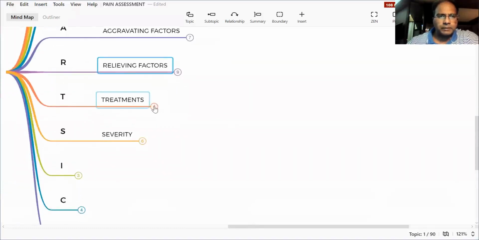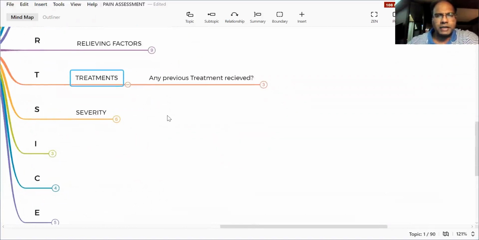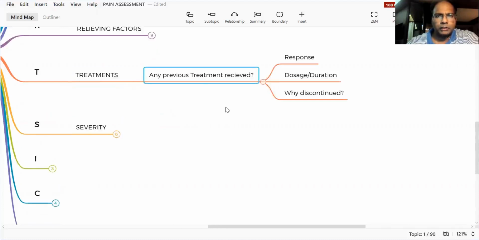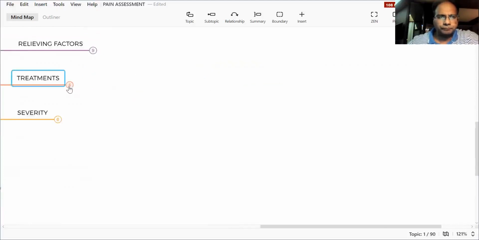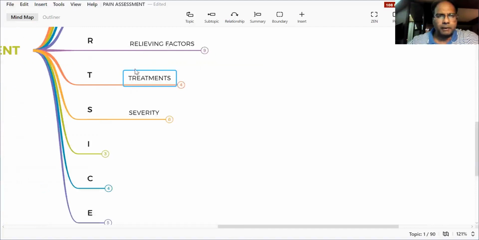Now, the next is the treatment. In treatment, if he had received any previous treatment for this particular condition or pain, we should ask him what treatment he underwent, what the response was, how long he took it and what dosage was prescribed, and why he discontinued or why that treatment was stopped. This is what we should understand from the history that we get from the patient. That covers the treatment part of it.